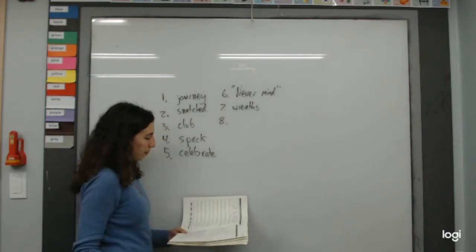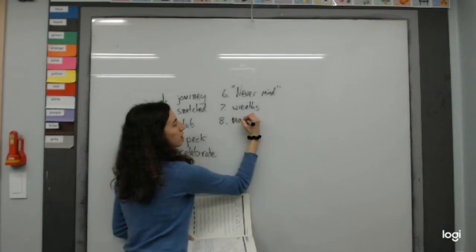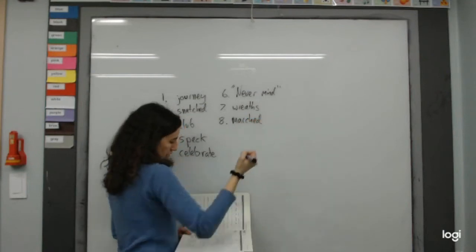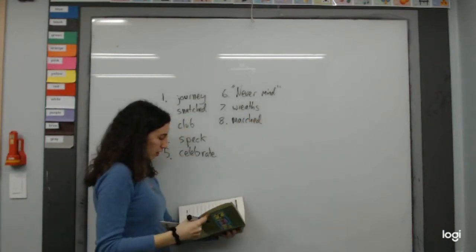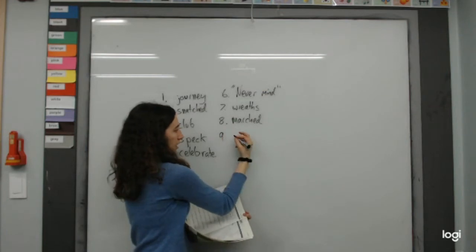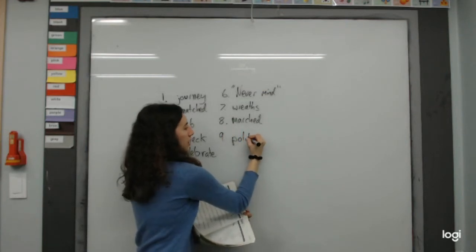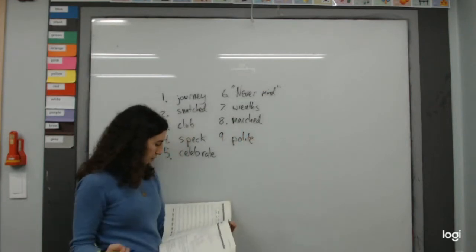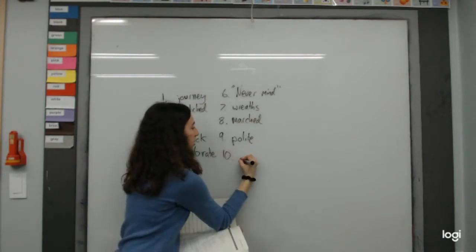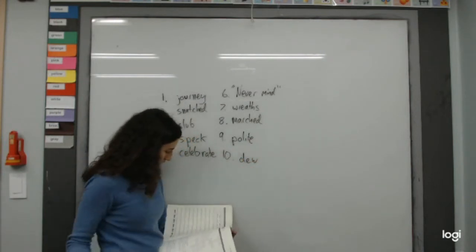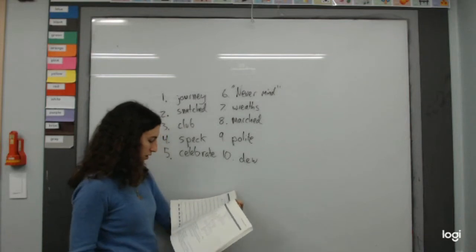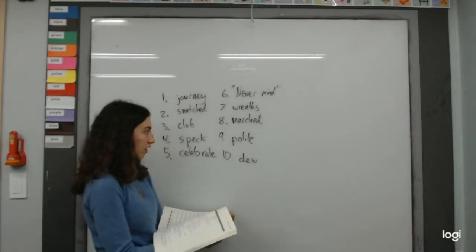Number 8, the people march down the street together on New Year's Day. Number 9, my friend is very polite. She always says please and thank you. And 10, there was dew on the grass this morning. My shoes got wet when I walked across it. Okay.